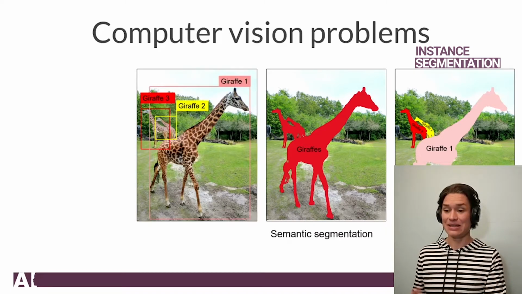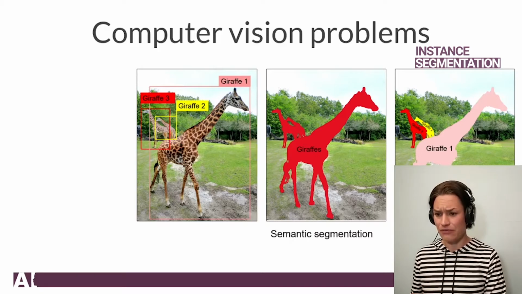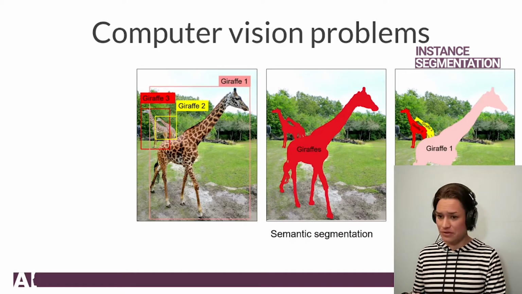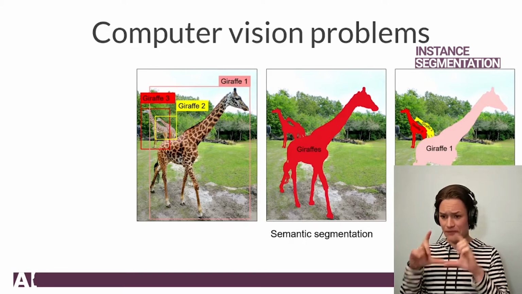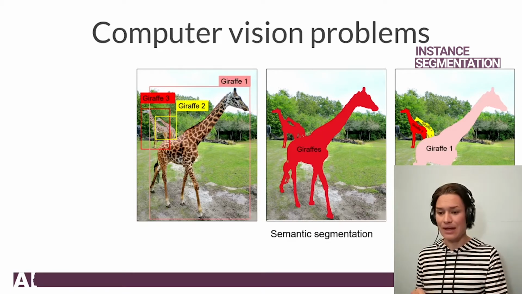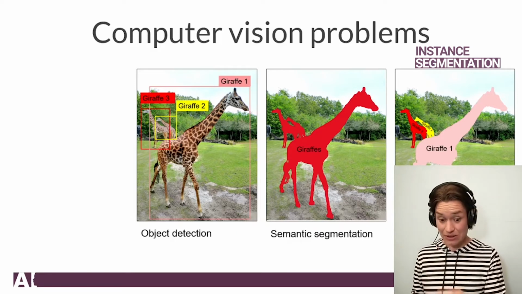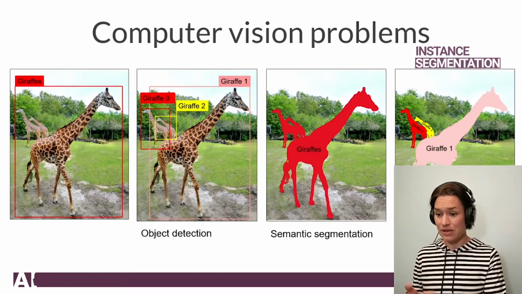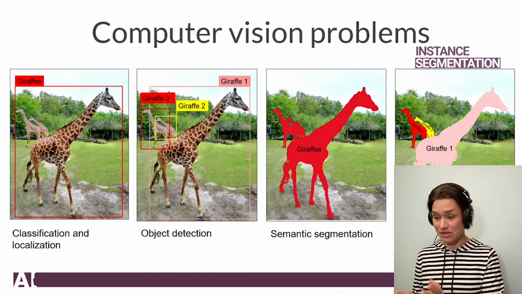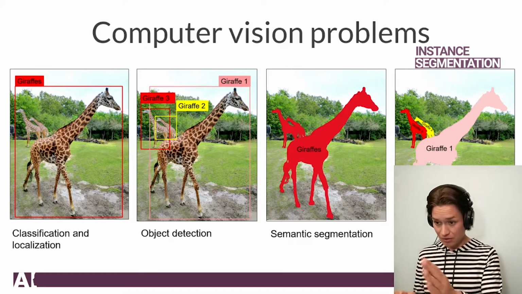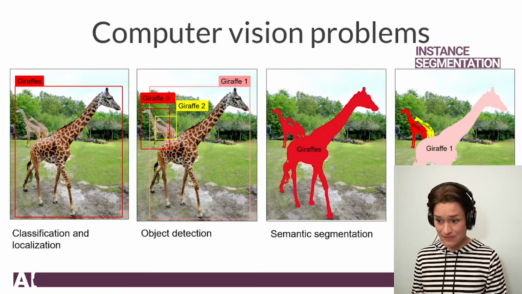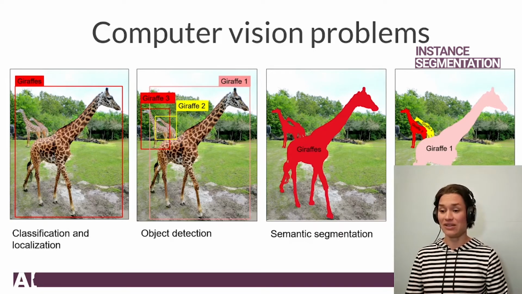And then we can maybe say, okay, here's giraffe 1, here's giraffe 2, and here's giraffe 3, but we don't know the borders of those giraffes, but we know that this giraffe fits in this box. And this is object detection. So we can detect each giraffe, but we don't delineate it. And then we can just localize and classify that these animals are here all together, and they're giraffes. And this is classification and localization.